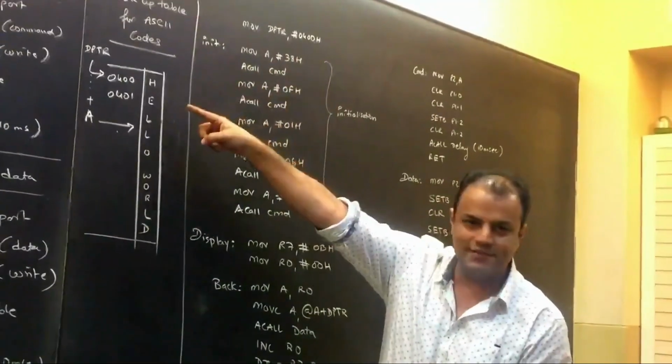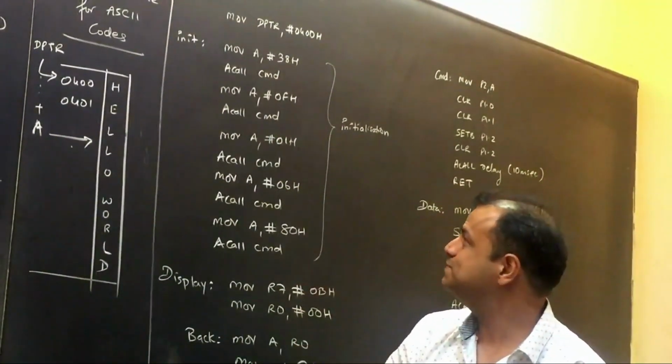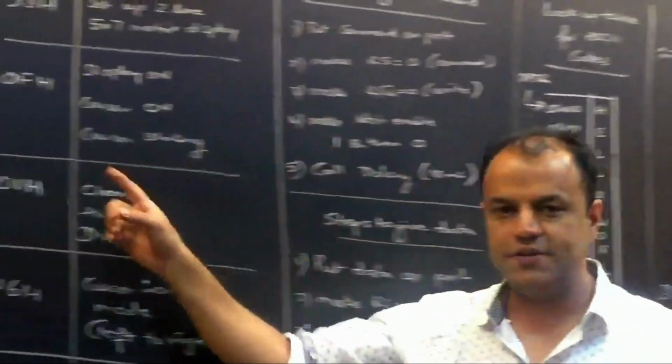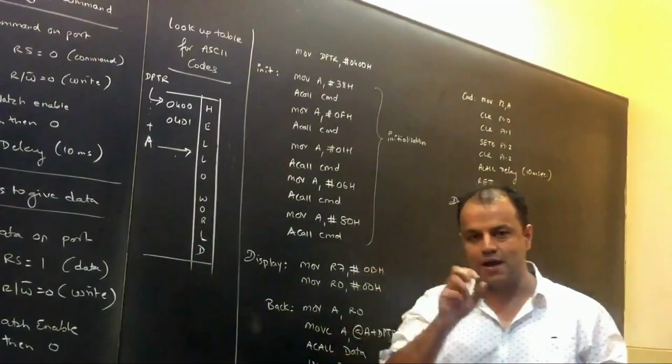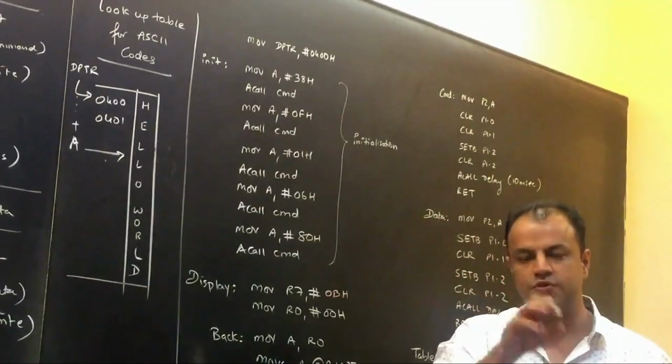Initialize DPTR as a pointer to the lookup table. Now, the first thing you're going to do is initialize your display. Give those 5 commands: 38, 0F, 01, 06, 80. Now, how do you give every command? There is a procedure which I just taught you. Give the command, make RS 0, make RW 0, make latch enable 1, then latch enable 0, and call a delay.